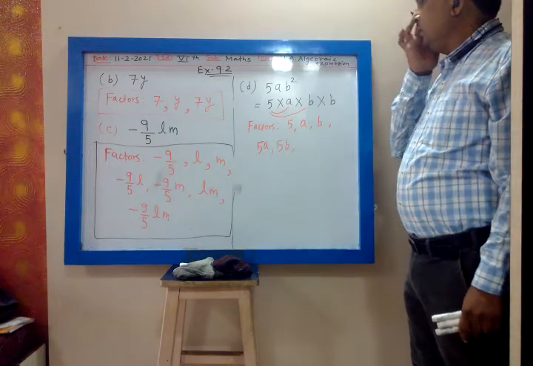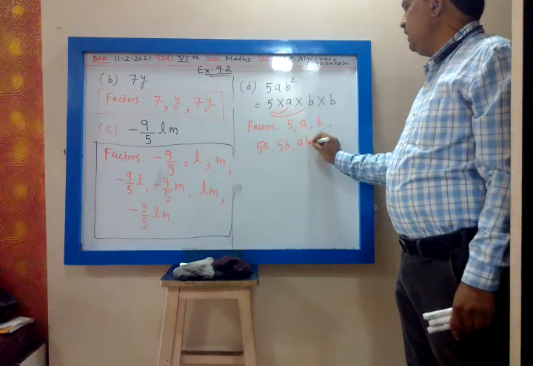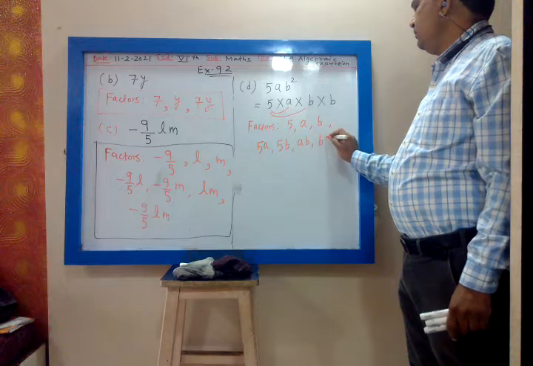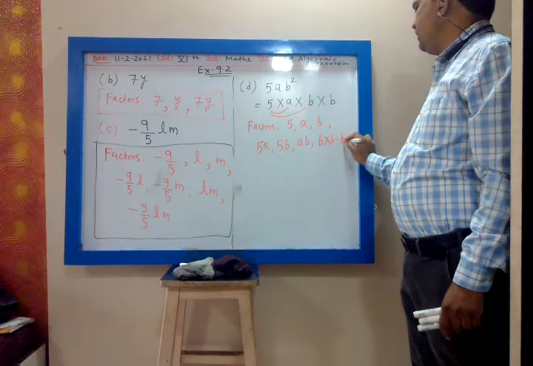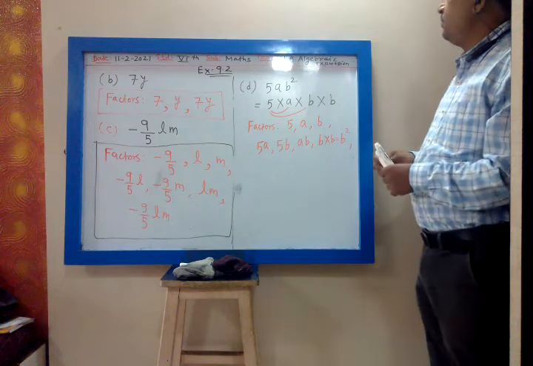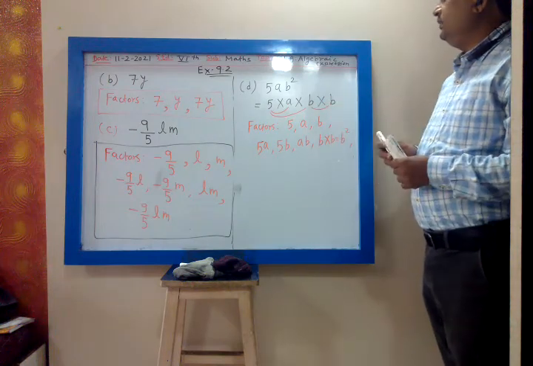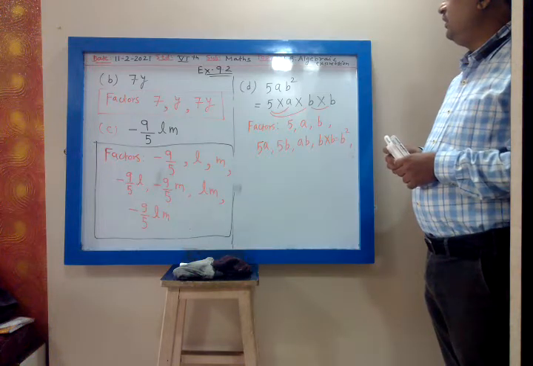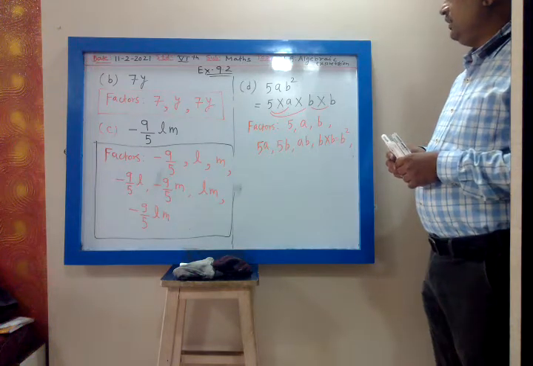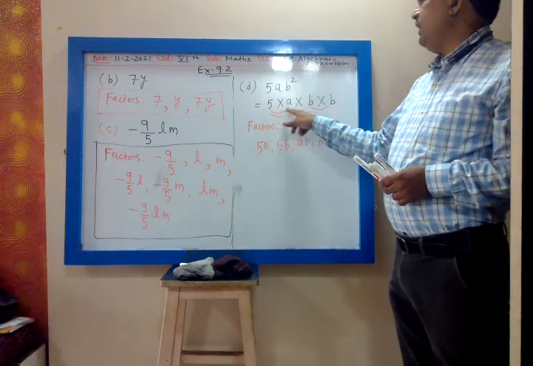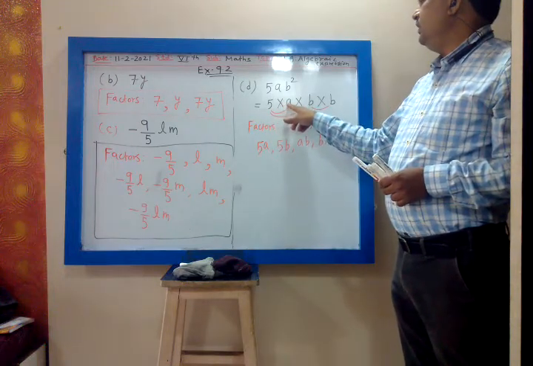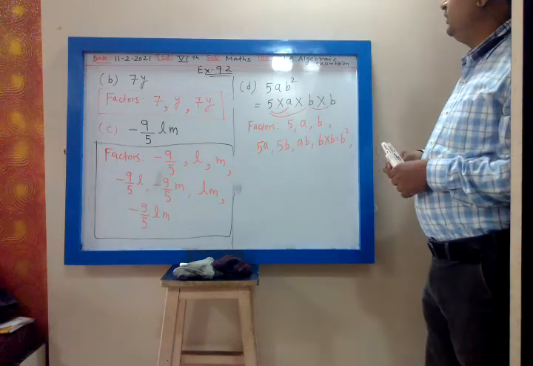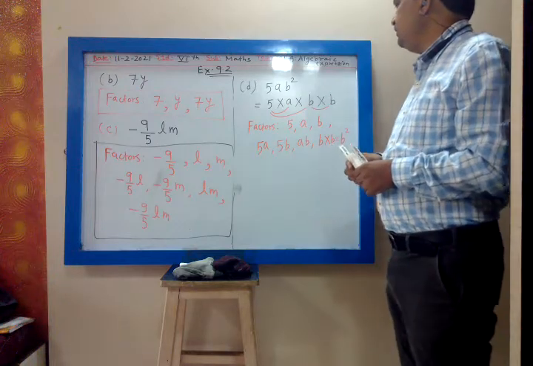Then ab. Yes, ab. Then b into b, that is nothing but b square. Then factor with two terms: 5b, then ab, then b into b, b square. Then tell me, factor with two terms over.